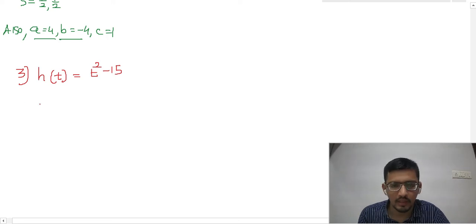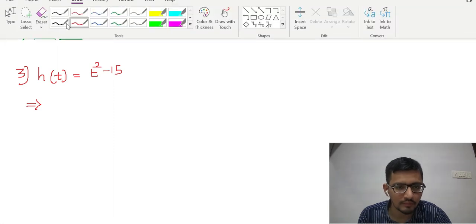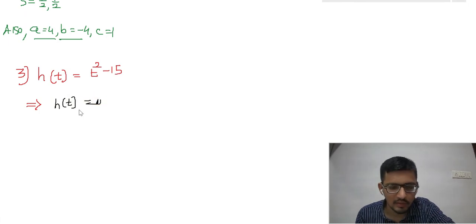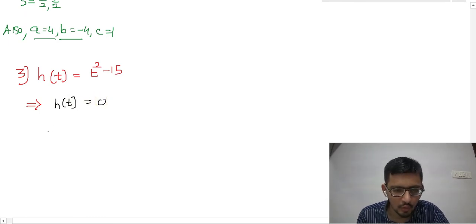Example number 3: h of t is equal to t square minus 15. First, I need to find the zeros of this polynomial. So what is the procedure? h of t equal to 0. So h of t is given, t square minus 15 equals 0.